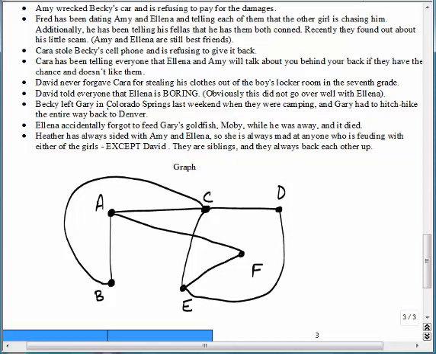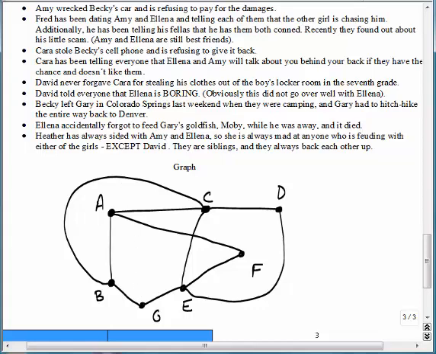Alright, Becky left Gary in Colorado Springs last weekend when they were camping, and Gary had to hitchhike the entire way back to Denver. So Becky and Gary don't like each other. Alright, so we've got Becky, but we don't have a G, so we'll need to put a G down here. Elena accidentally forgot to feed Gary's goldfish, Moby, while he was away and it died. So Elena and Gary are probably not liking each other either, so we need to connect Elena and Gary.